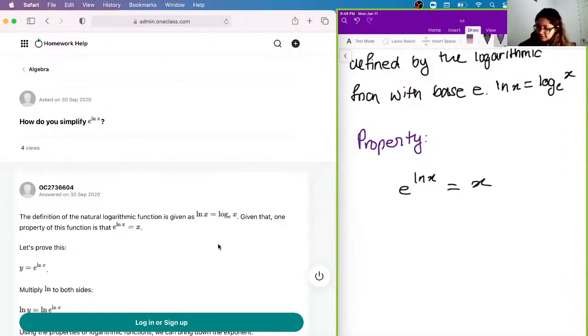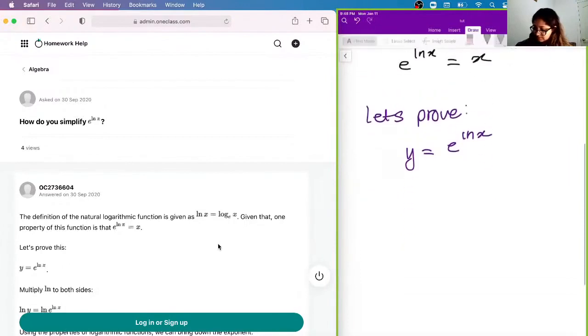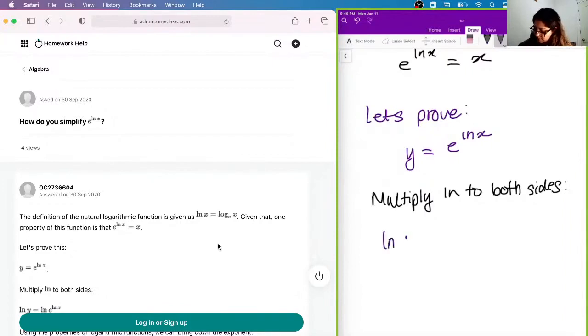So the question says, let's prove that y is equal to e to the ln of x. And so what we need to do is apply ln to both sides, and so what you have is ln of y is equal to ln of e to the ln of x.